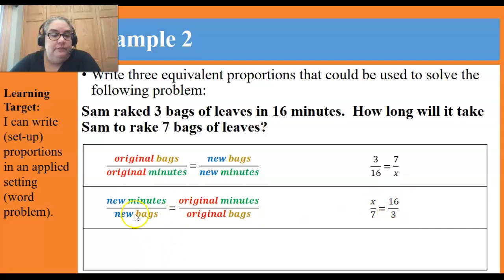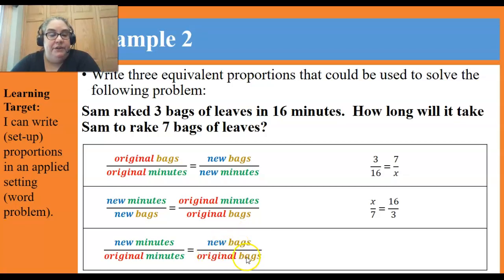Or you could take a look at new minutes maybe to original minutes. So I don't know how long it will take, but I do know that it took 16 minutes before. And then we just need to make sure that we're doing new bags to original bags. And then just go ahead and substitute your information.